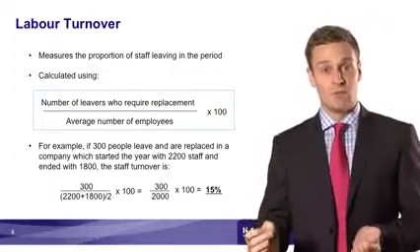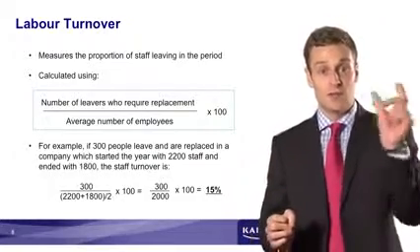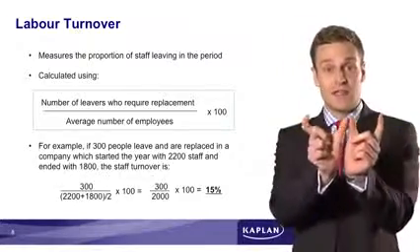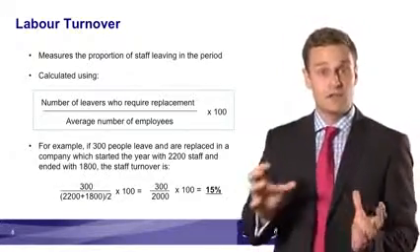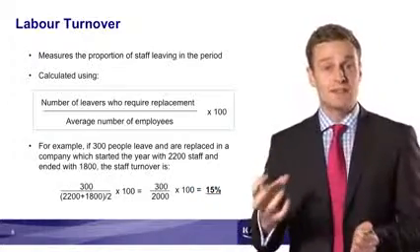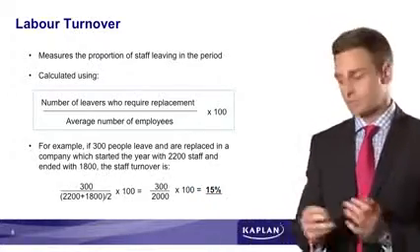divided by your average number of staff for that period. And to calculate your average number of staff for the period, you just take your staff at the start of the year and your staff at the end of the year, add them together and divide them by 2 to get your average number of staff for that period. Times that by 100, and then we get this percentage labour turnover.